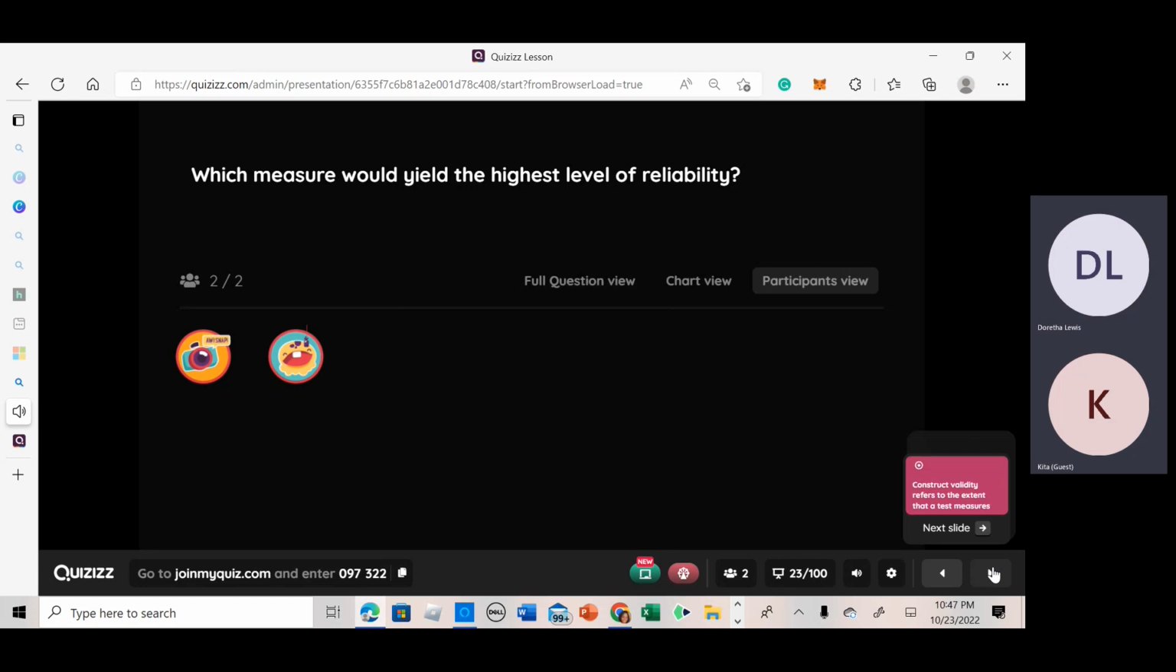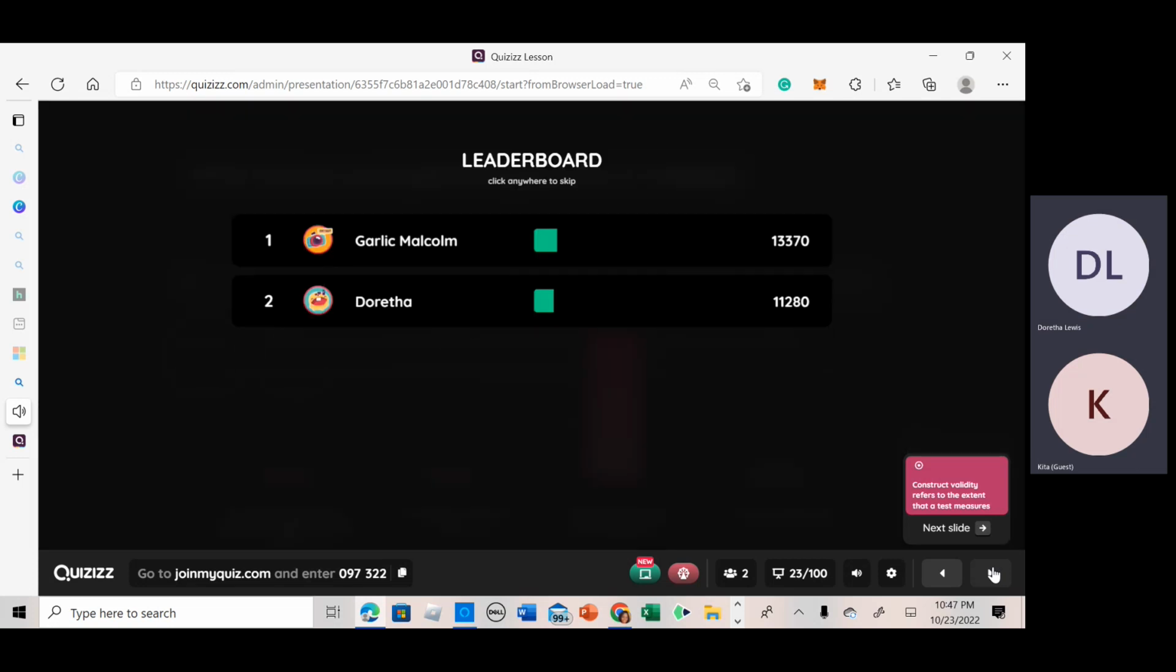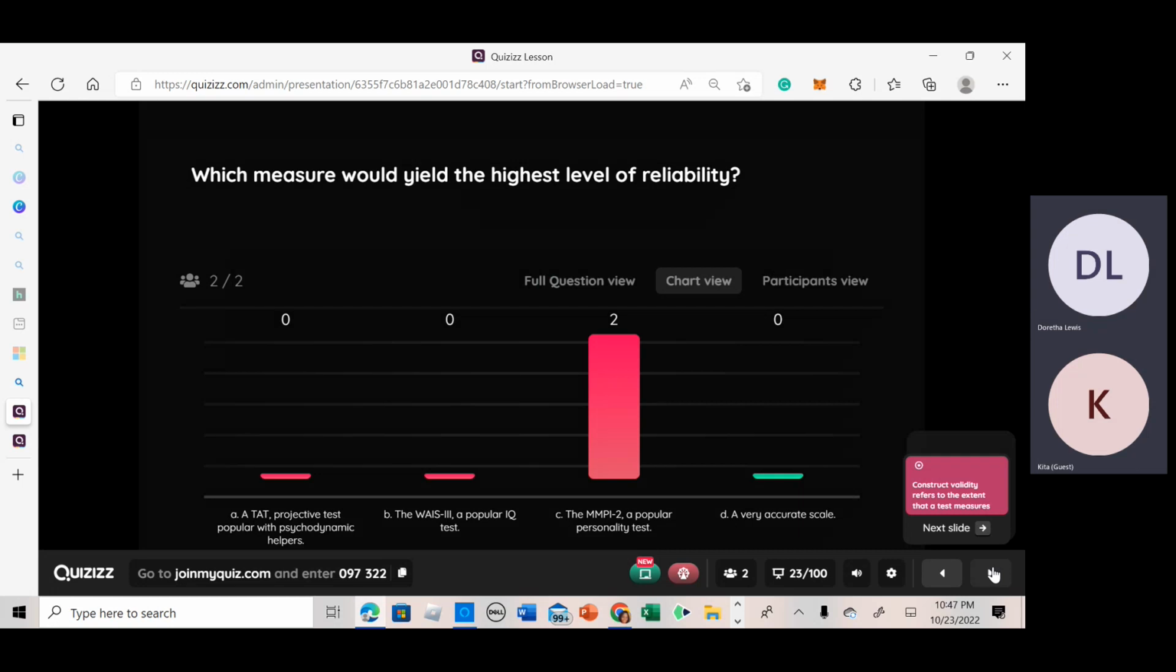Which measure would yield the highest level of reliability? D, a very accurate scale. In the real world, physical measurements are more reliable than psychological ones.